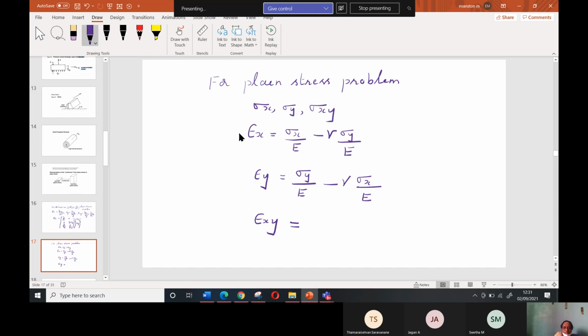If you want, you can mark it up. This is the normal strain. So we learned about two quantities, the normal strain and the shear strain. This is the shear strain.